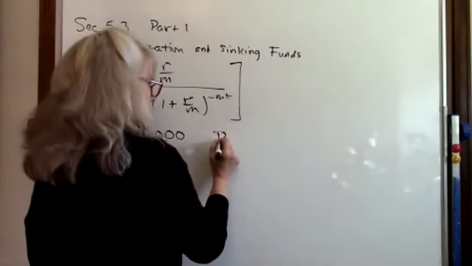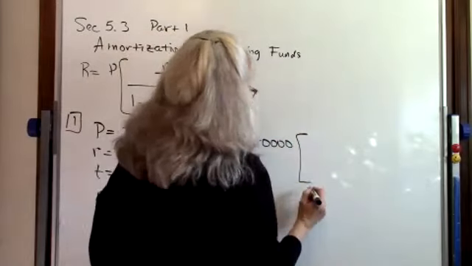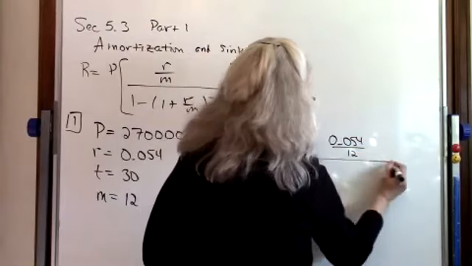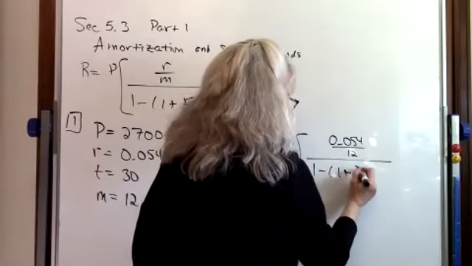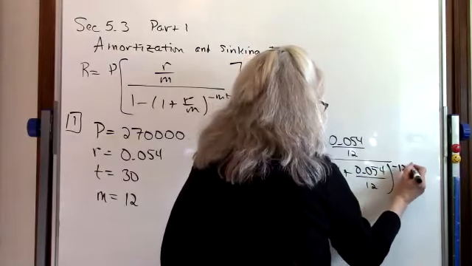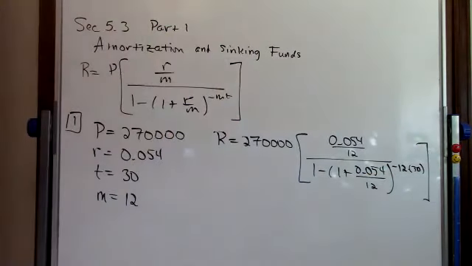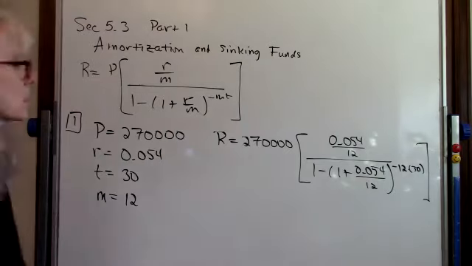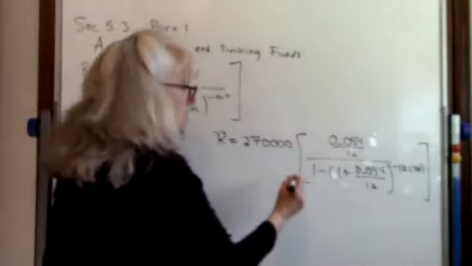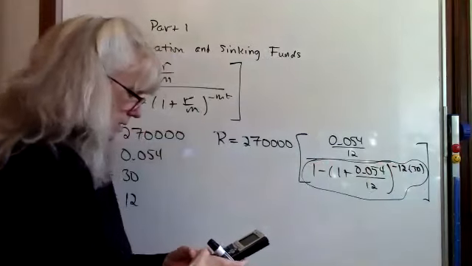So we know that our monthly payment is going to be equal to that 270,000 times 0.054 divided by 12, all over 1 minus (1 plus 0.054 divided by 12) to the negative 12 times 30. And we're going to do the same thing here that we did on the annuity formulas. We're going to work this in parts the first time just to make sure you're using the calculator correctly. So let's go ahead and figure out the denominator this time. We're doing all of that first.